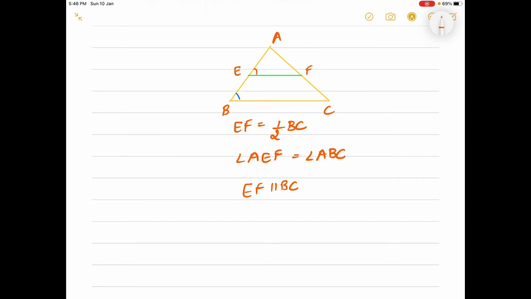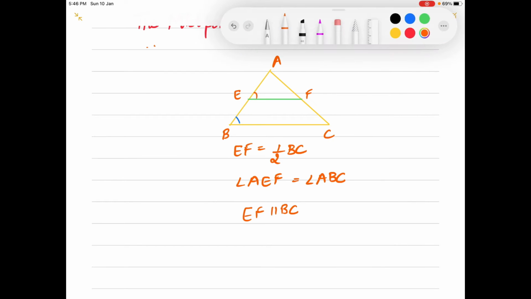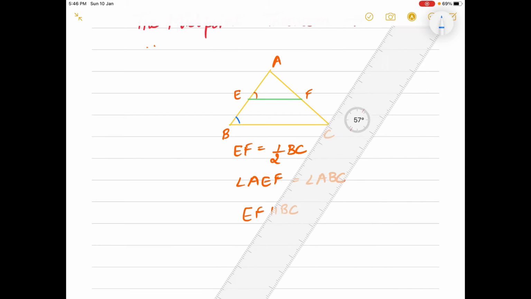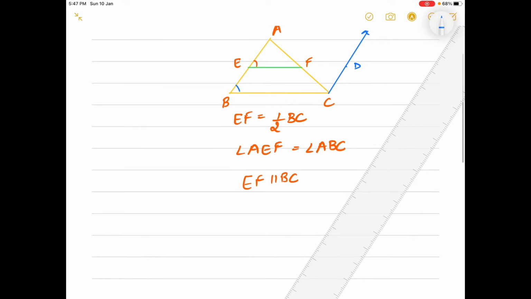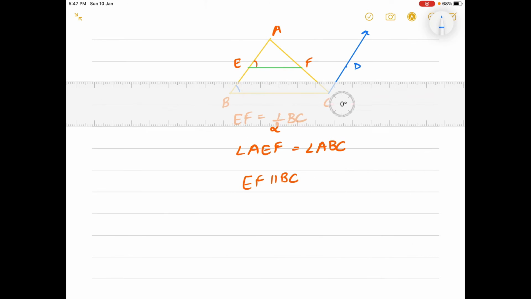So you can say that E and F are the midpoints of side AB and AC, which are dividing the sides AB and AC into two equal halves. And the line segment joining the midpoint of two sides of a triangle is parallel to the third side. This is our another result. And in order to understand this result, we have to draw a line from point C extended to point D, and we have to join the line segment EF to point D also.